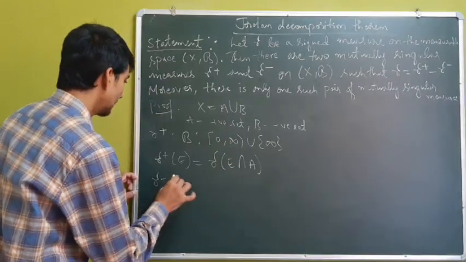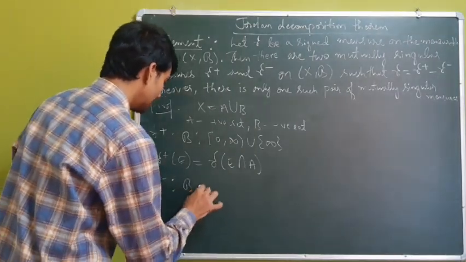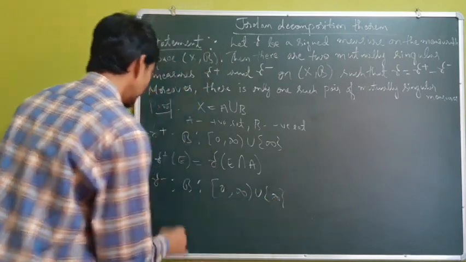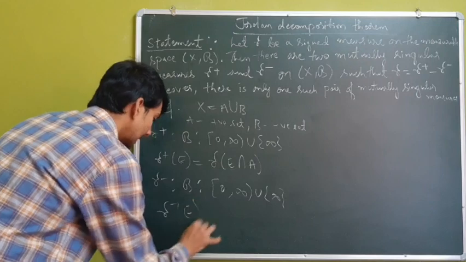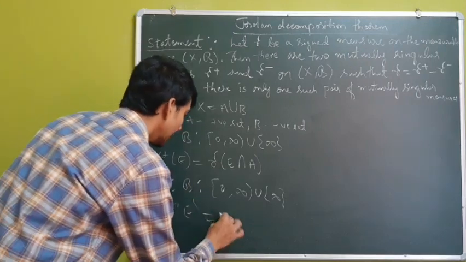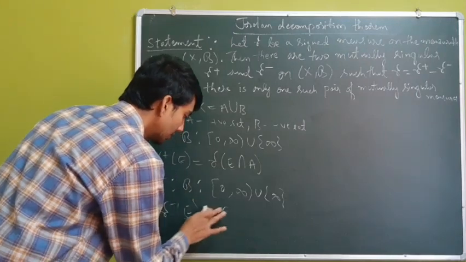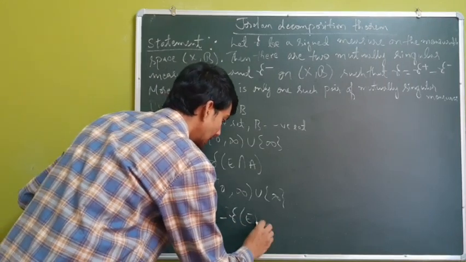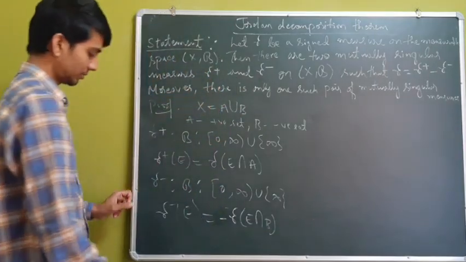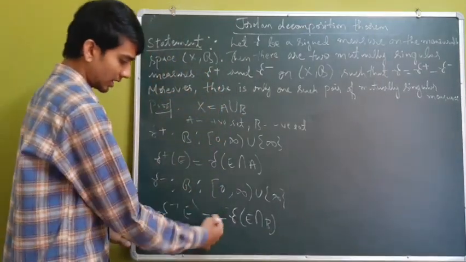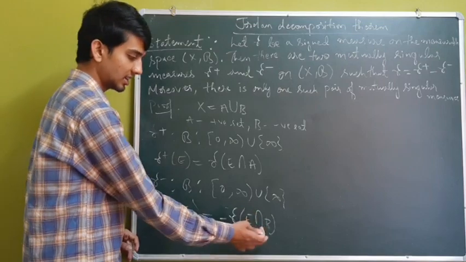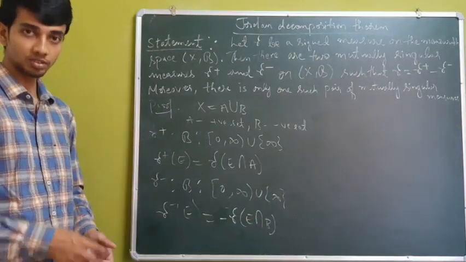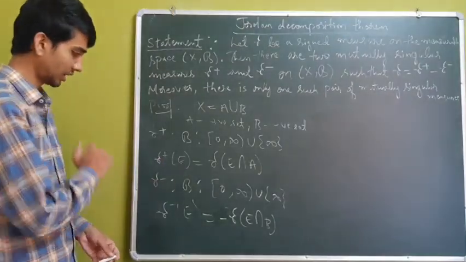In a similar fashion, I will define the negative part of gamma from B to [0, ∞] by the negative part of E, again where E is a measurable set, by minus of gamma of E intersection B. So I am defining the negative part by minus of gamma of E intersection a negative set B. So now I have gamma plus and gamma minus, which are the positive part and negative part of gamma.